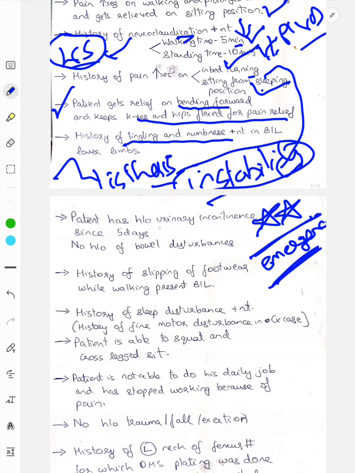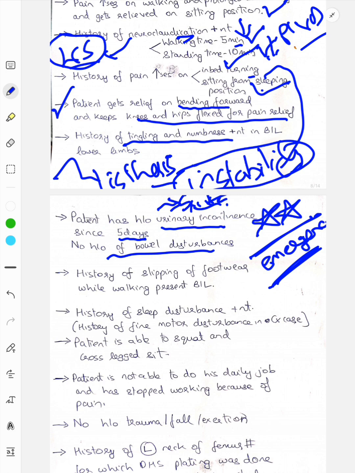So when the patient has a history of urinary incontinence, this lady is having history of urinary incontinence since 5 days. That is an alarming sign. No history of bowel disturbances. This requires surgical intervention after adequate radiological investigations and confirmation of the diagnosis.